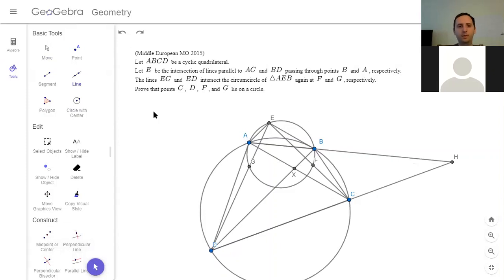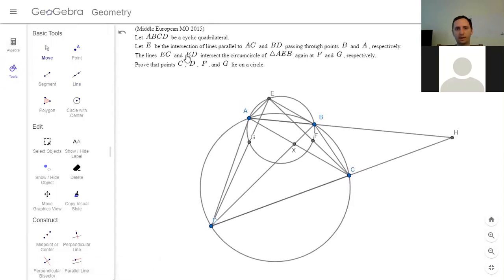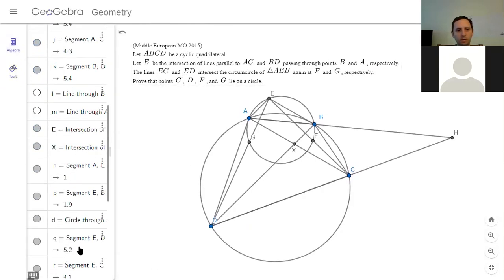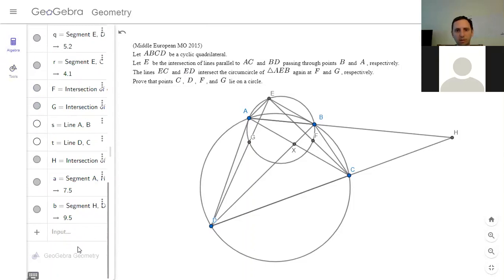I'm trying to remember, but this looks a lot like an IMO problem. I know there's something about this point that makes a parallelogram with A, X, and B. And I think there's some isogonality trick. Maybe we can use that EAB is similar to XDC. EAB is similar to XDC. I think that might be it.